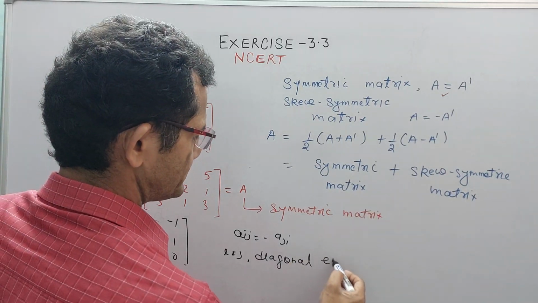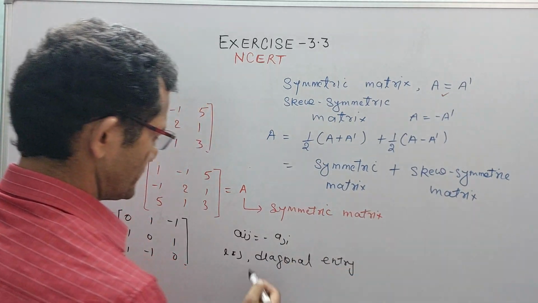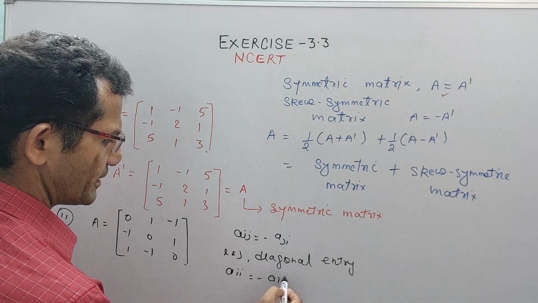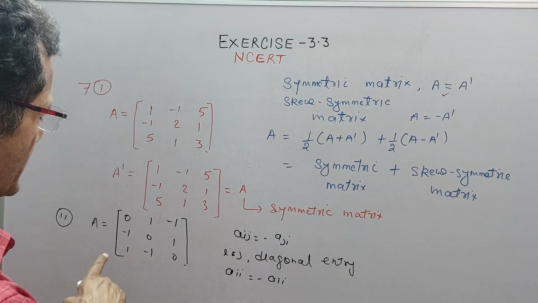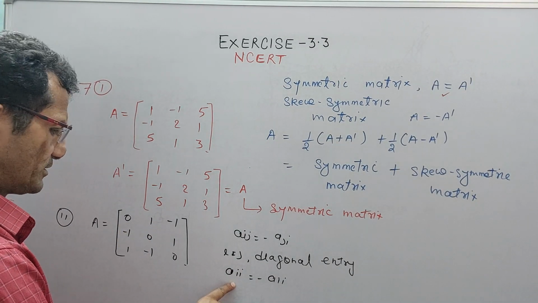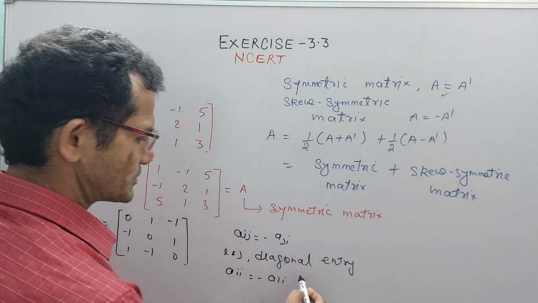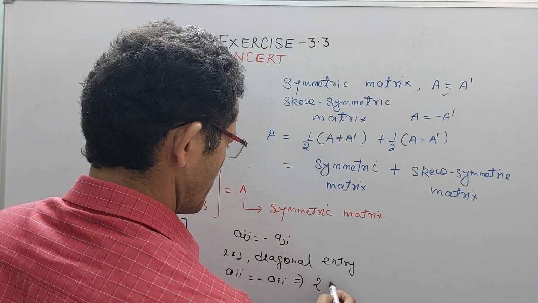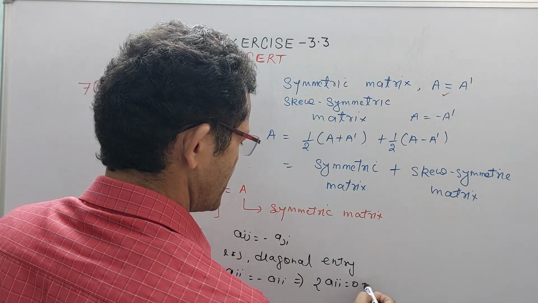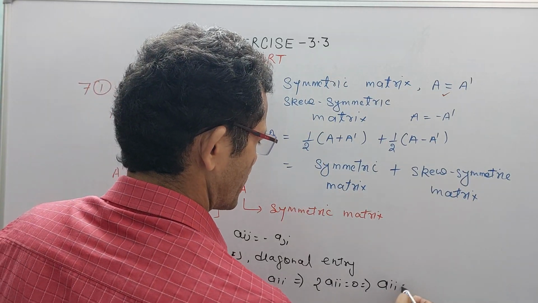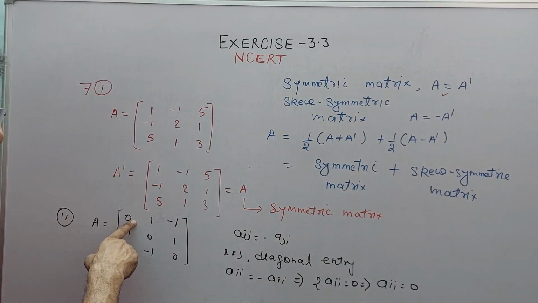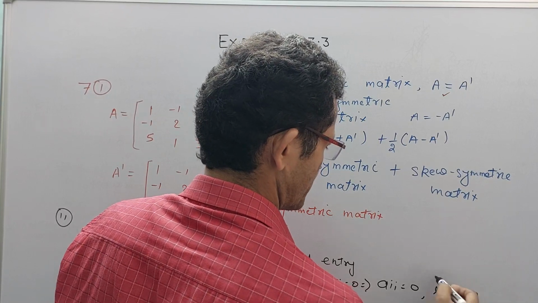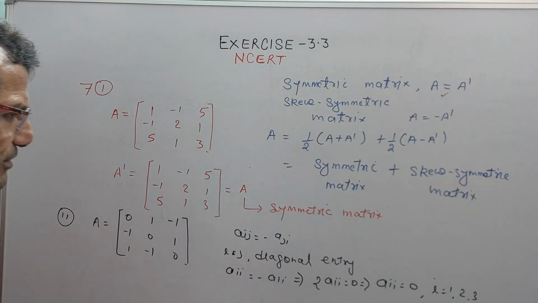For the diagonal entry, a_ii should be minus a_ii. So for a_11, if i equals 1, it becomes a_11 equals minus a_11. If you solve this, minus a_ii goes to the left-hand side, and it becomes 2 times a_ii equal to 0. It means that a_ii equals 0, where i will be 1, 2 and 3. So the diagonal elements here are obviously all zero.